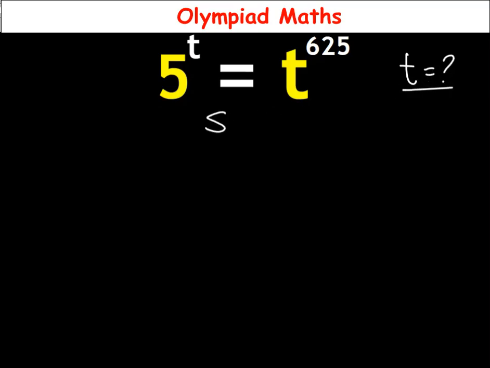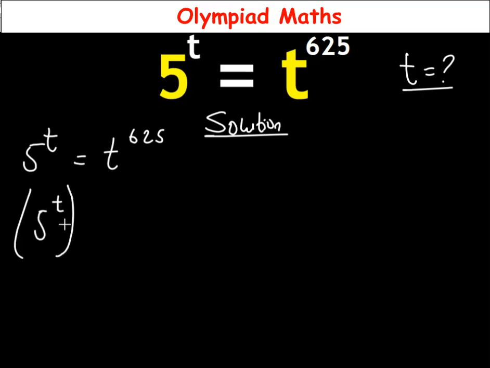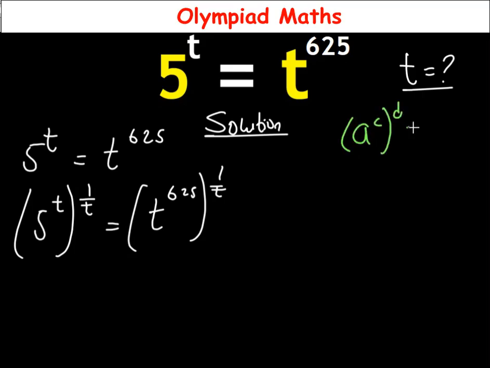Now to solve this, we have 5 raised to the power t is equal to t raised to the power 625. So the first thing to do is to multiply both sides by a power 1 over t. So you have in brackets 5 raised to the power t, then multiplied by power 1 over t, is equal to in brackets t raised to the power 625 multiplied by power 1 over t. Now, applying the rule that if you have a raised to the power c multiplied by power d, this equals a raised to the power c times d.